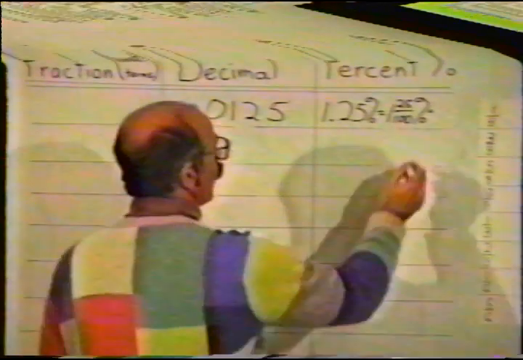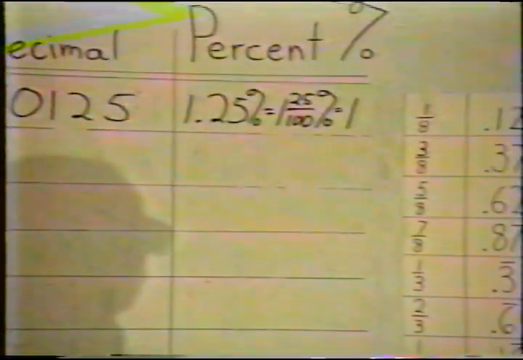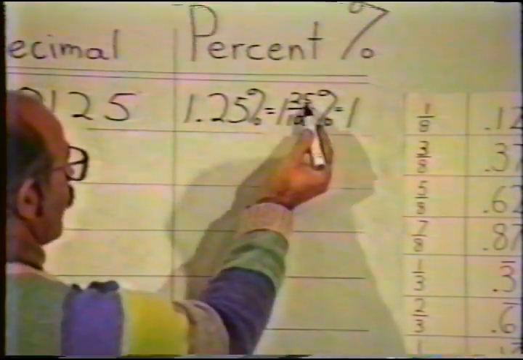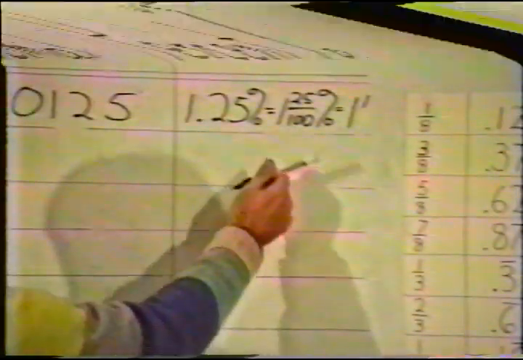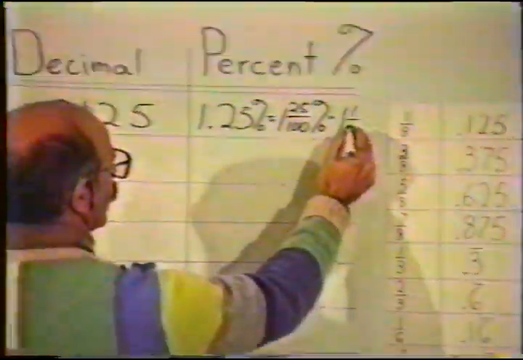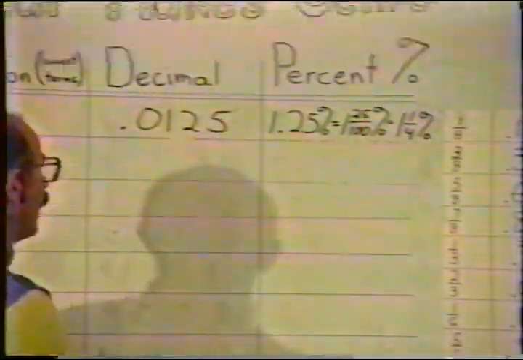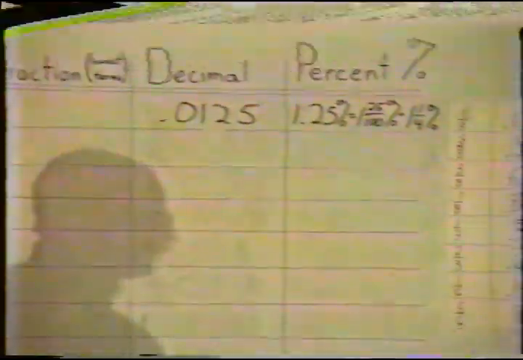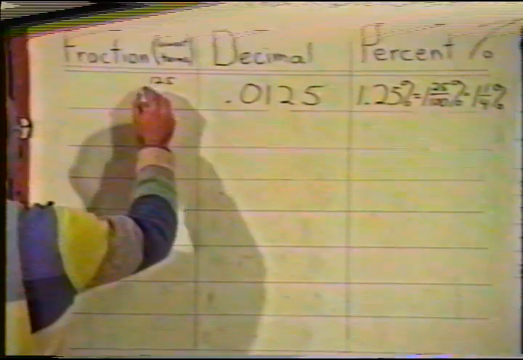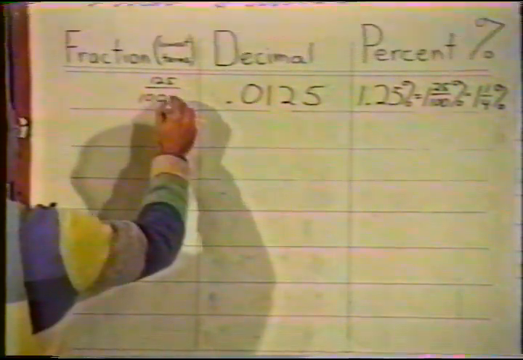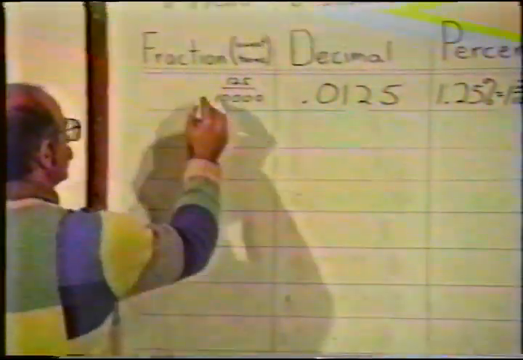Yes. What number can we use to hit both top and bottom with? 25. 25 into 25 goes once, and 25 into 100 goes 4. 1/4%. Now, read me this decimal number. 125 10,000ths. Now, can it be reduced?